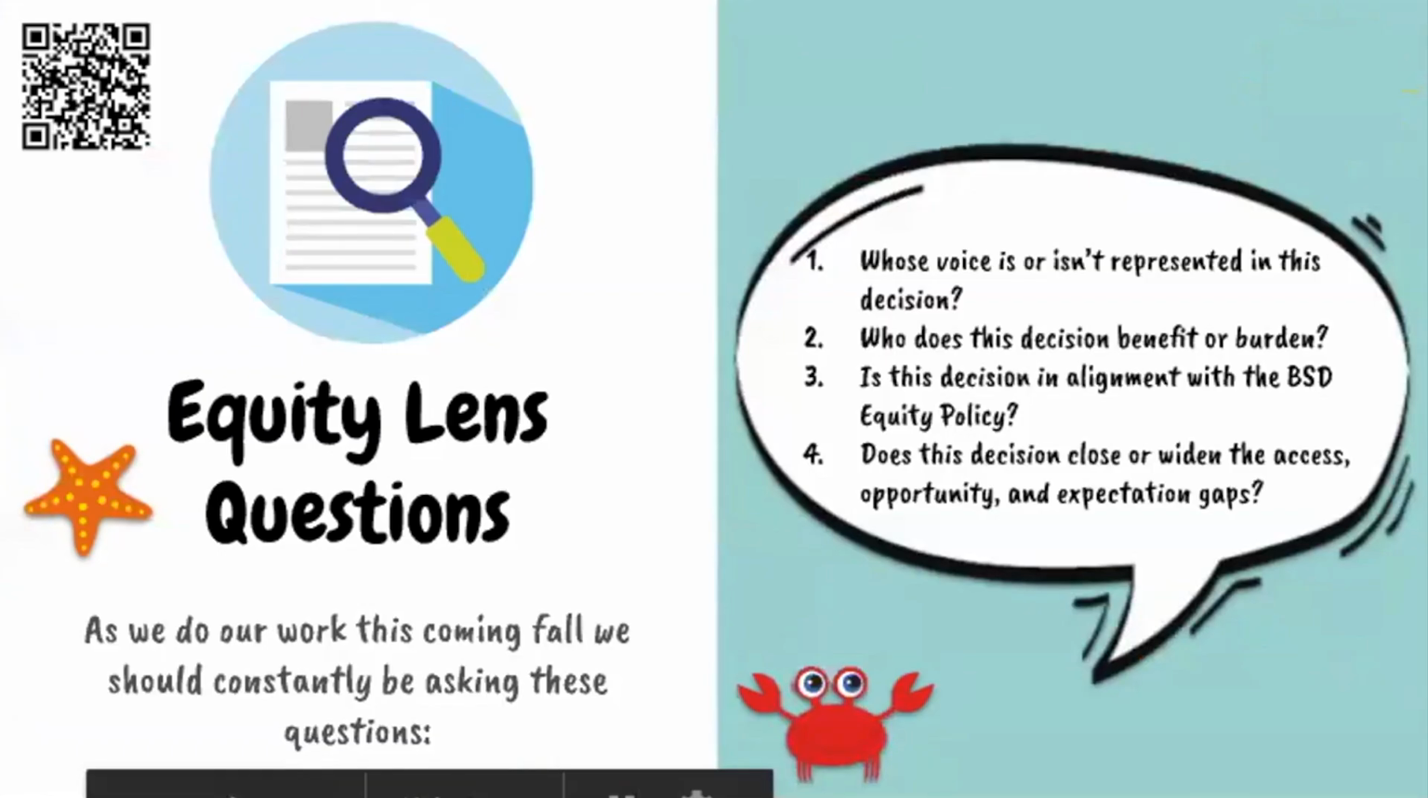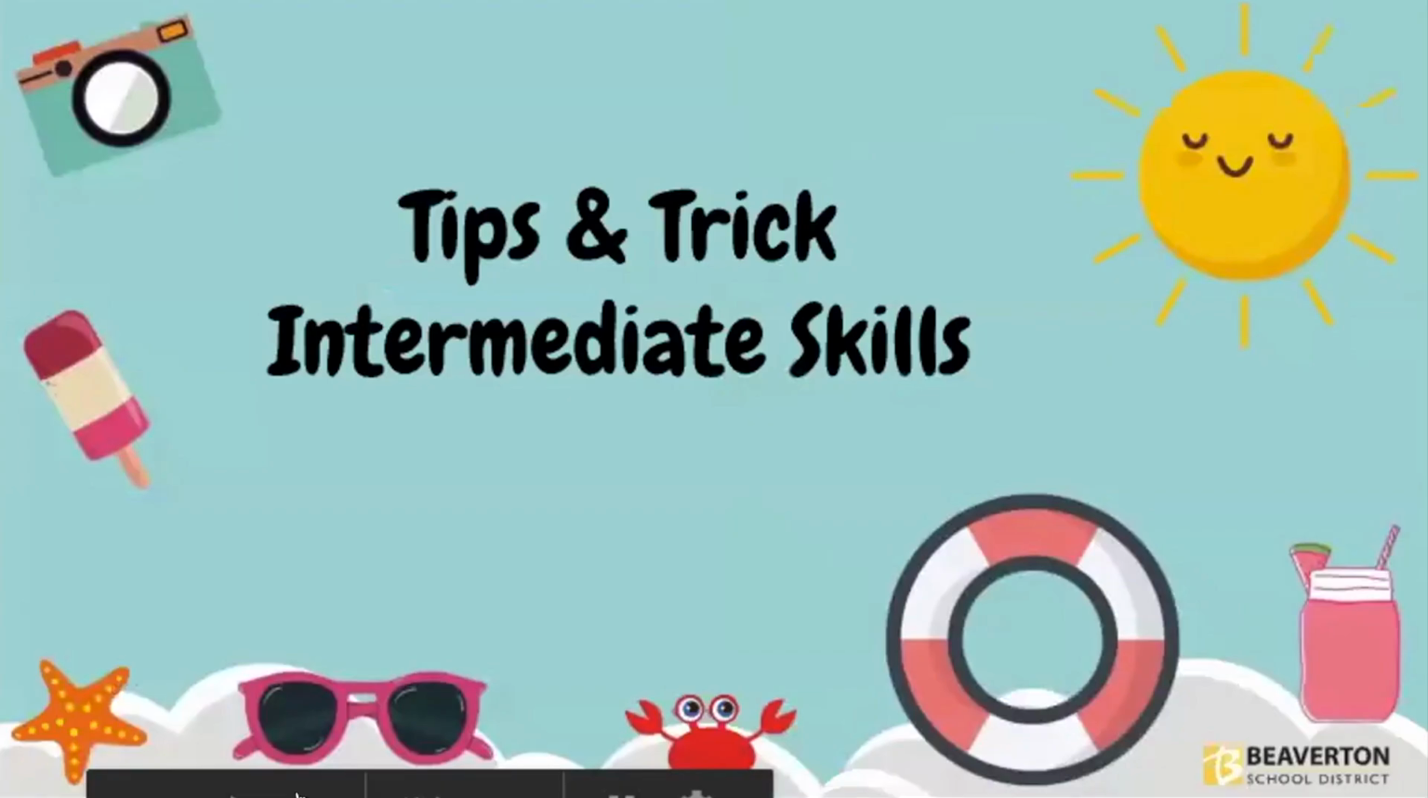I already mentioned some of those equity lens questions. I think it's important for us to constantly be thinking about that accessibility piece. And yeah, it comes up naturally, I think. So if you guys have any tips or tricks that you have found, let us know.